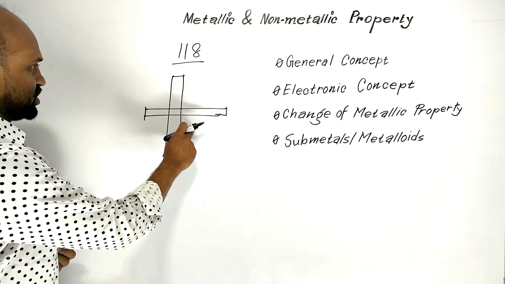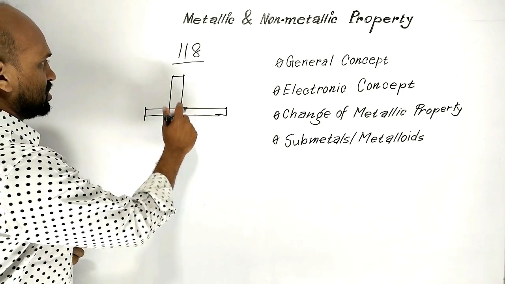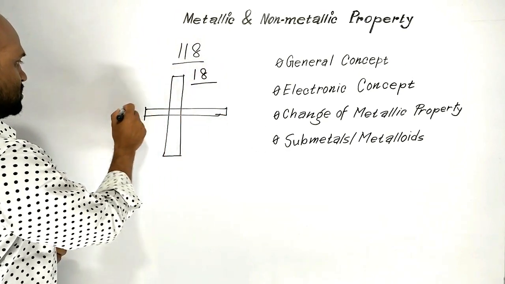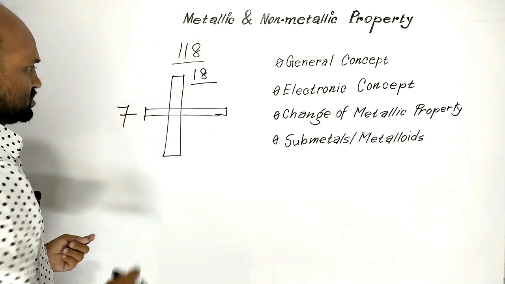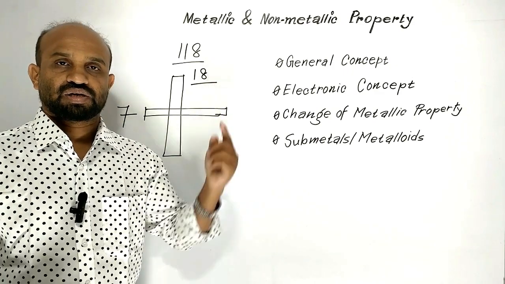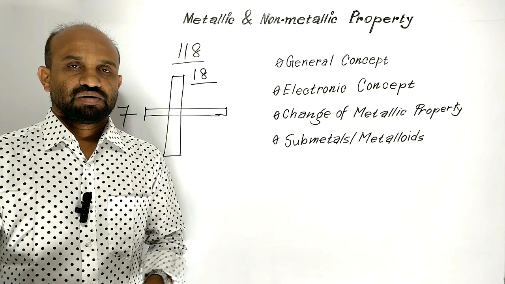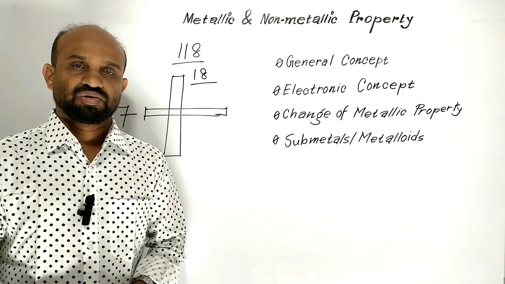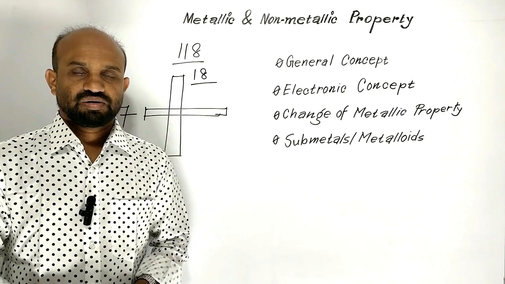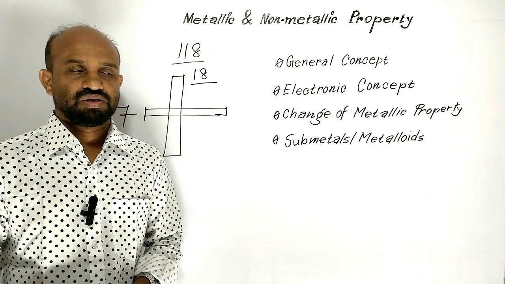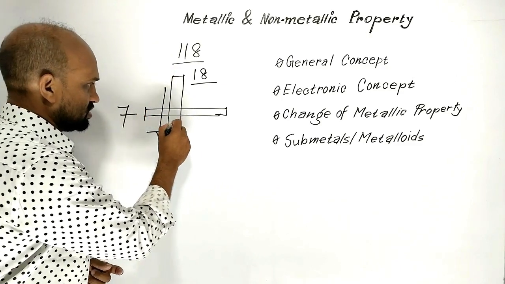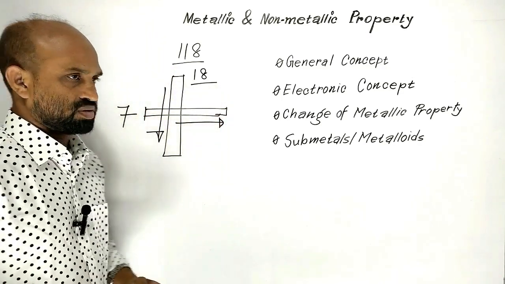In the modern periodic table, there are 18 columns and 7 periods. These 118 elements have been placed in 18 columns and 7 periods in the modern periodic table. Today's lesson: metallic and non-metallic property along a column and along a period.